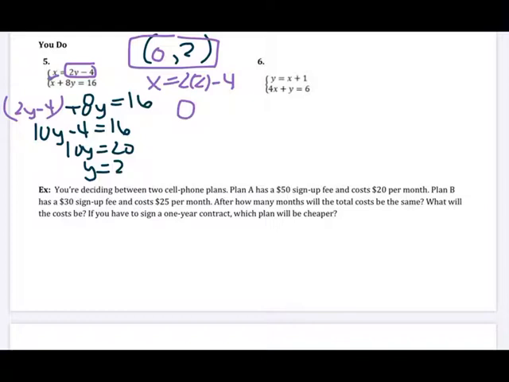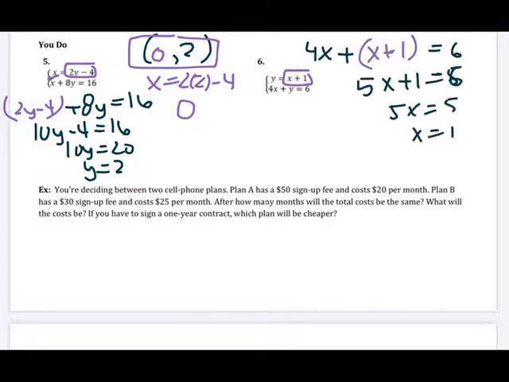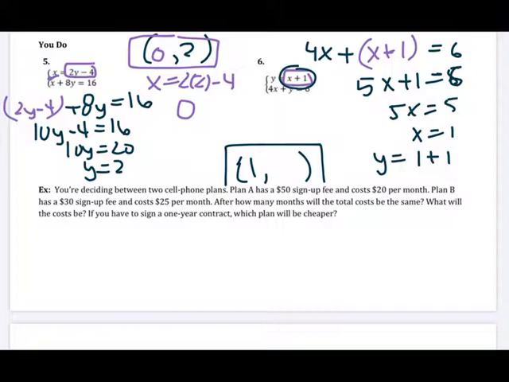Go ahead and pause the video and work through number 6 on your own. So you're going to substitute x plus 1 into the second equation for y. And then you're going to combine like terms. 5x plus 1 is 6, so 5x is 5, so x is 1. There's half of your answer. The second half of your answer you're going to get when you plug 1 into the equation that we have boxed at the beginning. So y is going to be 2 when x is equal to 1.